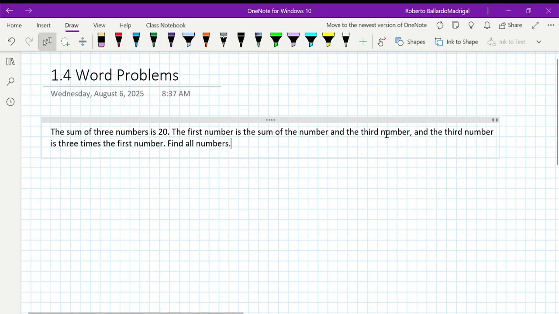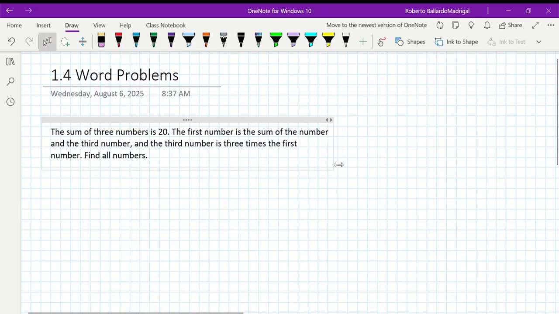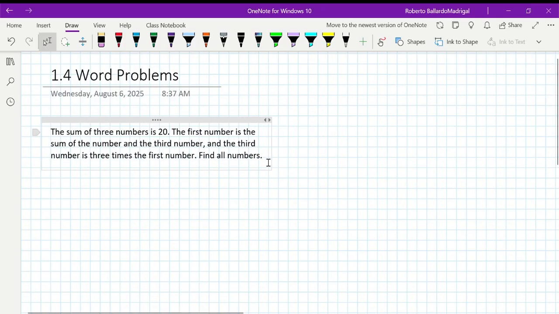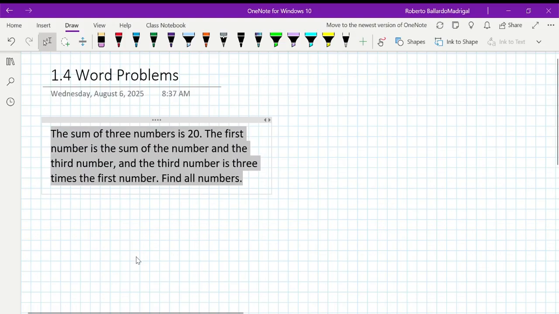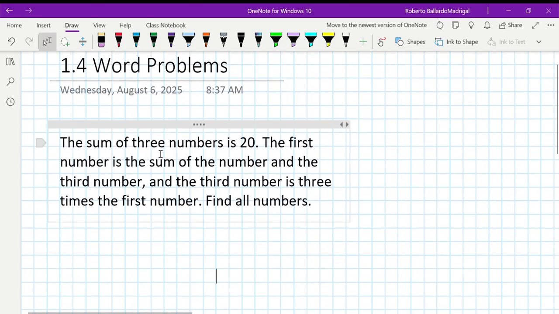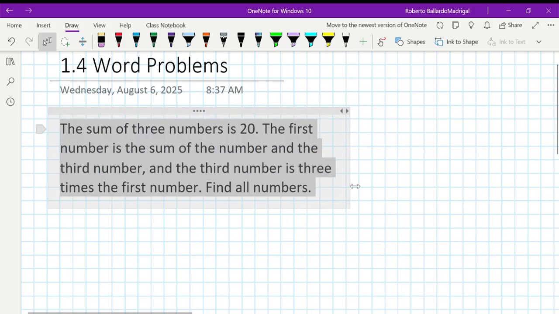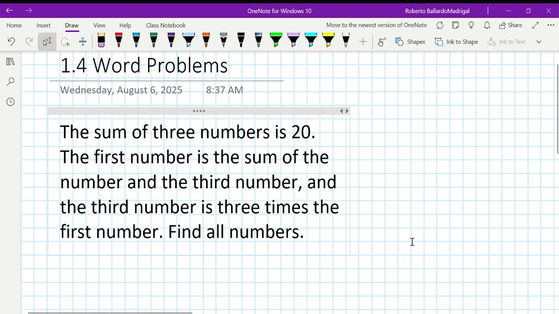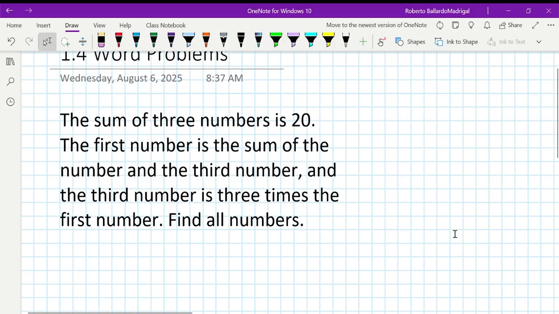Okay, let me resize this, make it look nice. And let me make this bigger. There it is. Yep, so here is your example. A little bit bigger for the people in the back. There it is. So once again, the sum of three numbers is 20. The first number is the sum of the, I forgot to write this down, the second number. This should be second.